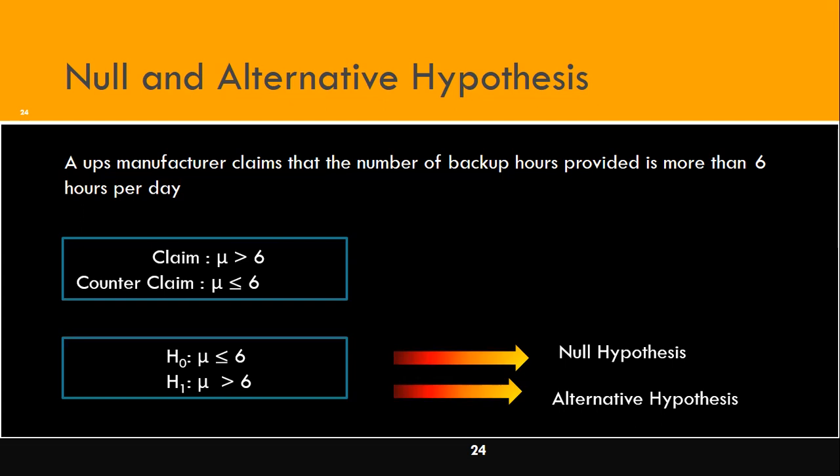Here, what you are saying is the null hypothesis. In this case, you are very particular about what you want to test. You want to decide what you want. We are interested in testing it out.